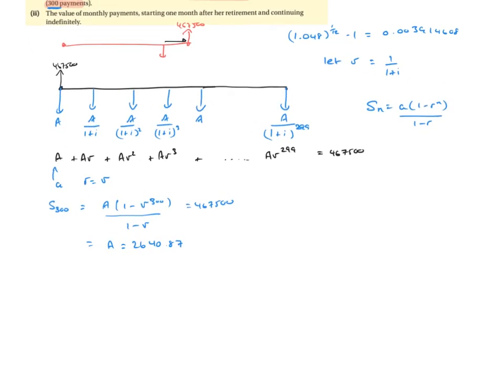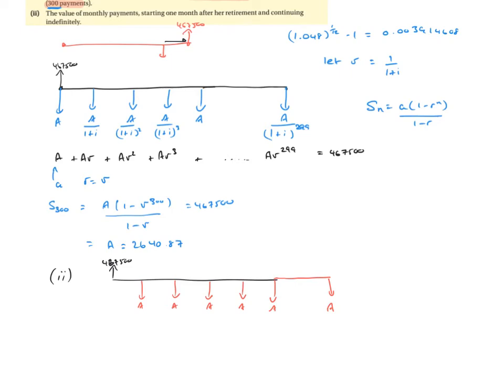Okay, so this is part II. Our timeline now looks something like this. She has now still got the money coming in of 467,500, but now what's happening is she's taking the payment out here and here and here and here and here, and that's going to carry on forever and ever and ever. So what we have here is essentially the same sort of idea. Okay, so we've got to work out the monthly.